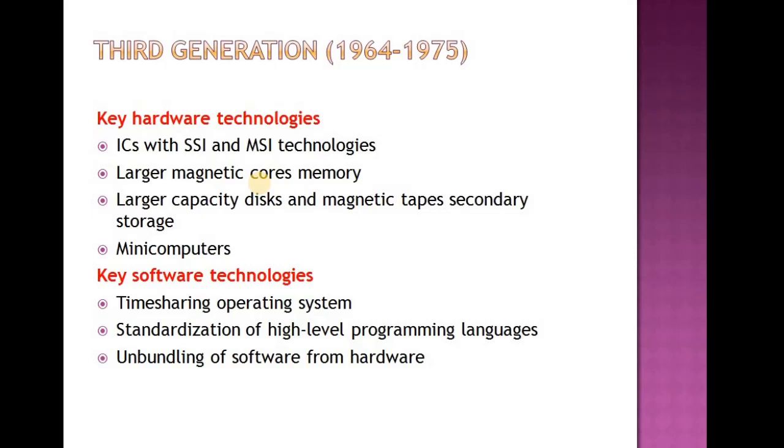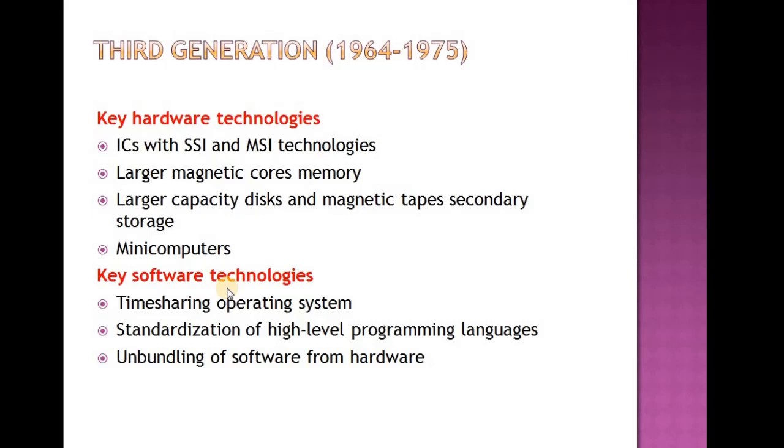magnetic cores for random access memory and for the primary memory, and they started using magnetic disks for the storage or permanent storage. The computers were commercialized, and many of them started using it, and we could call them mini computers.